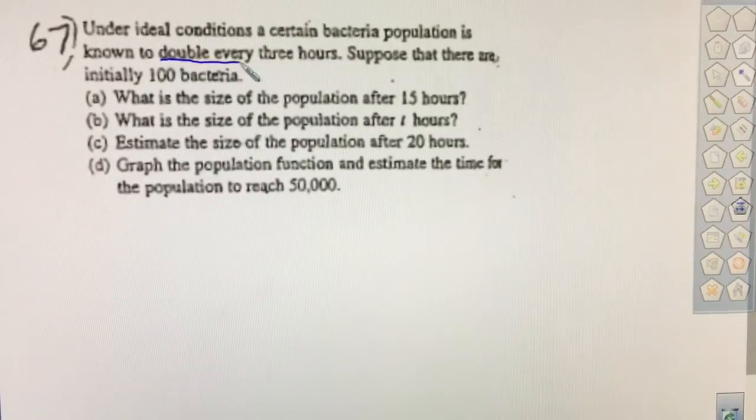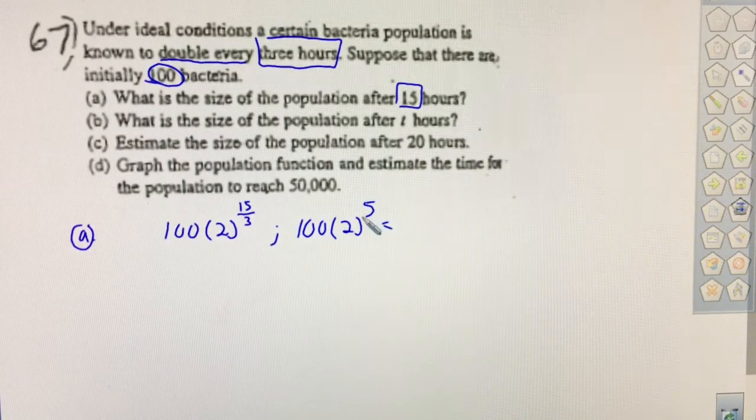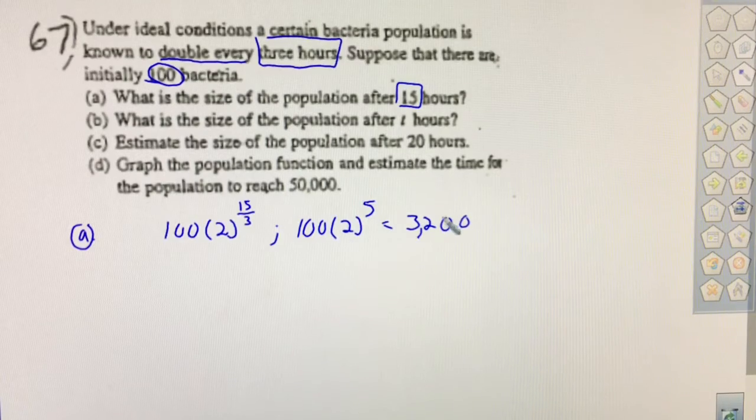7, a bacteria problem. It doubles every 3 hours. So doubling time is 3. Initially starts off with 100. So for part A, what's the size of the population after 15 hours? So it's going to start off with 100. So the formula is going to be 100 times 2 because it's doubling. That's the common ratio. To the 15 divided by 3, because every 3 hours is a doubling time. So that's going to be 100 times 2 to the 5th. I can basically do this in my head. 2 to the 5th is 32, so that's going to be 3,200. 3,200 bacteria after 15 hours.